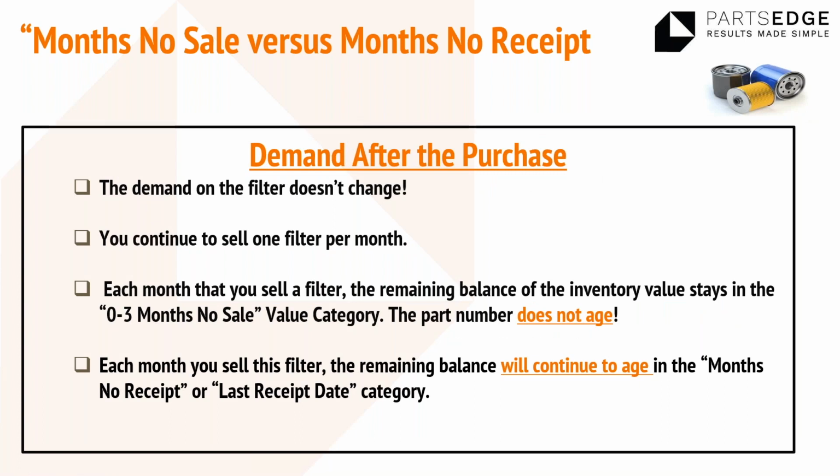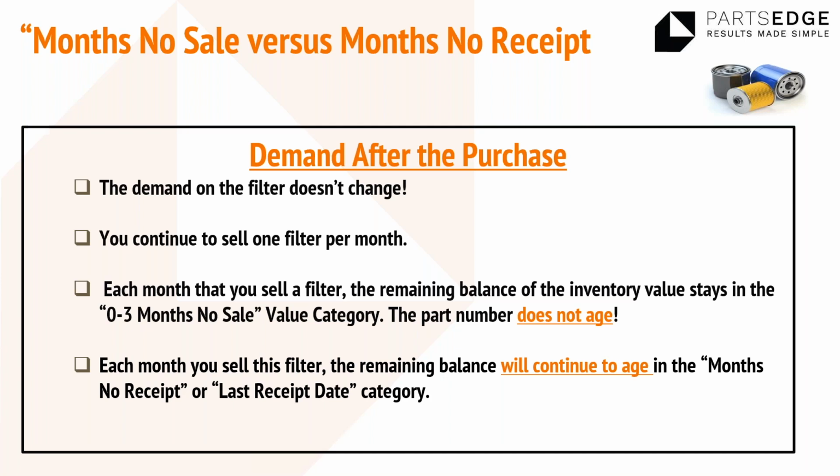So now we go to the demand after the purchase. And let's say that the demand does not change. You continue to sell one filter per month. This is where the months no sale and the months no receipt understanding comes in. Each month that you sell the filter, the remaining balance of the unsold filters, or that value, stays in the 0 months no sale or 0 to 3 months no sale based on management reports. The aging does not change. This part number does not age at all.